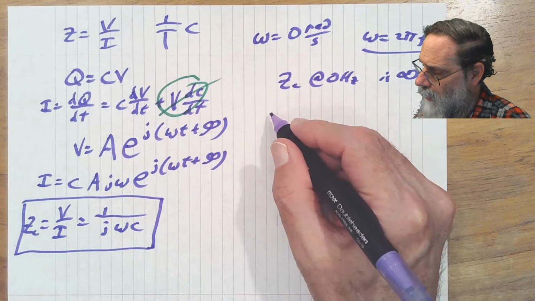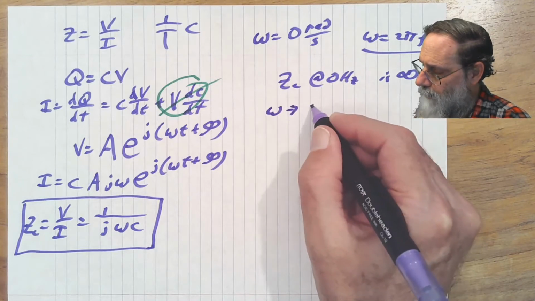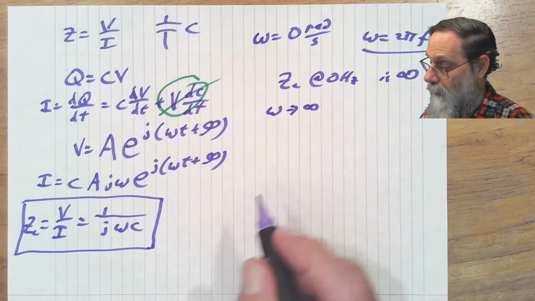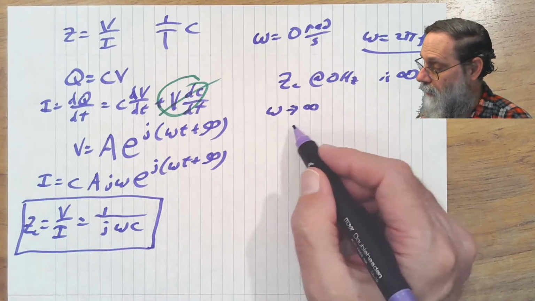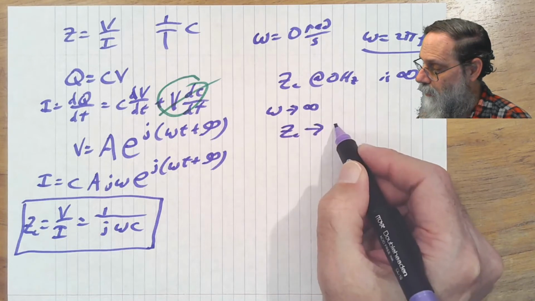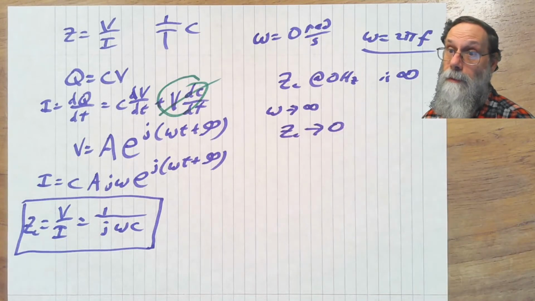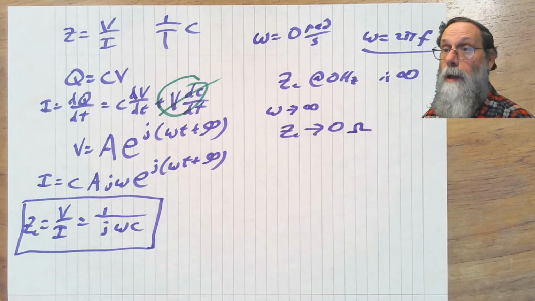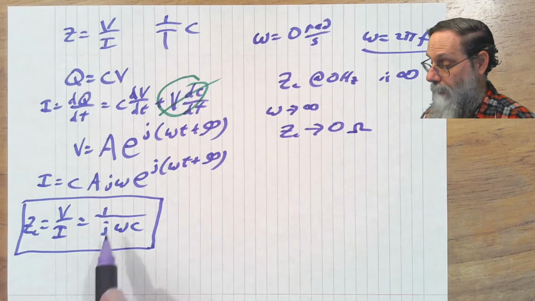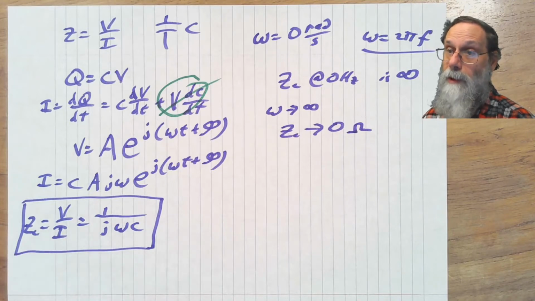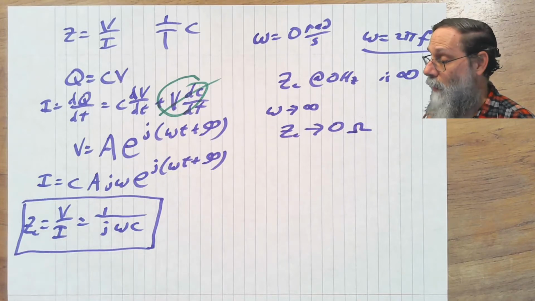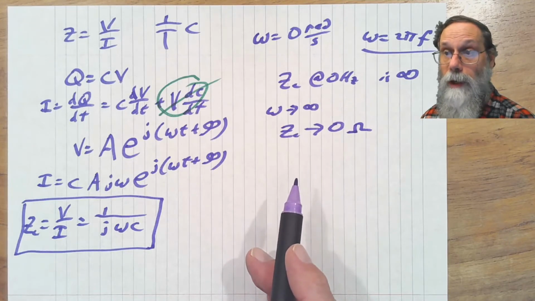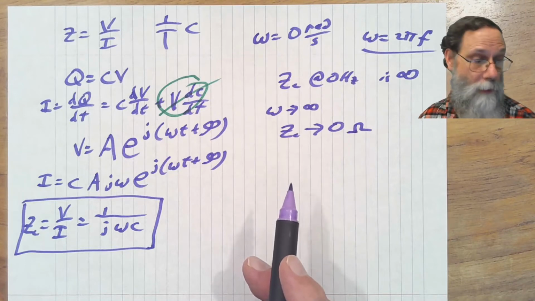What happens if omega goes off to infinity? Looking now at very high frequencies. Well, 1 over j omega C goes to 0. And I suppose I should write that as 0 ohms, because the units of impedance, being a voltage divided by a current, are ohms. So that says that at very high frequencies this thing acts like a short circuit. Capacitors are short circuits at very high frequencies, open circuits at very low frequencies.